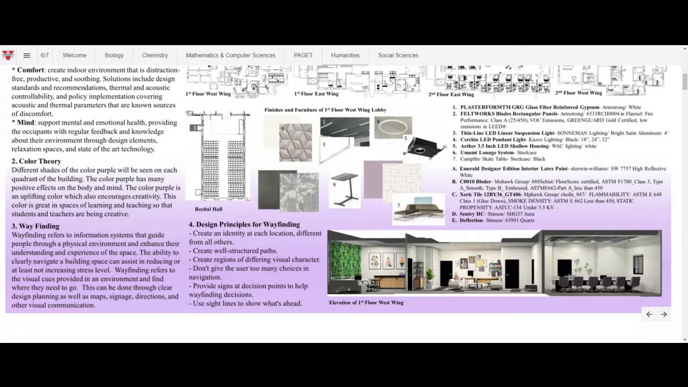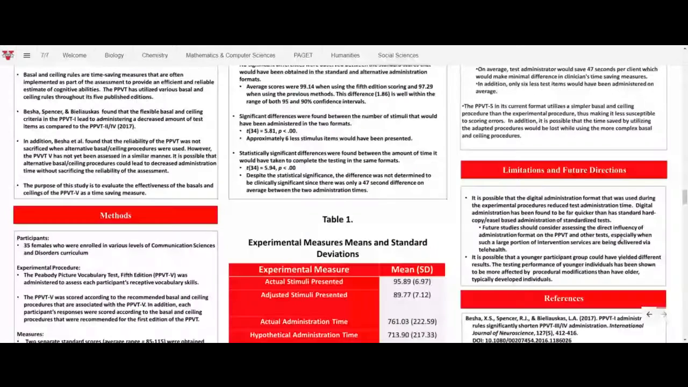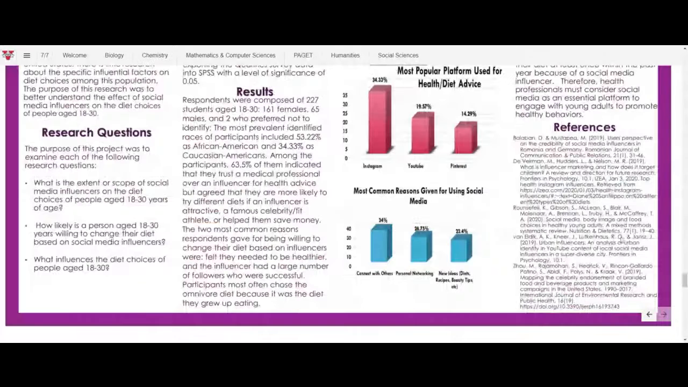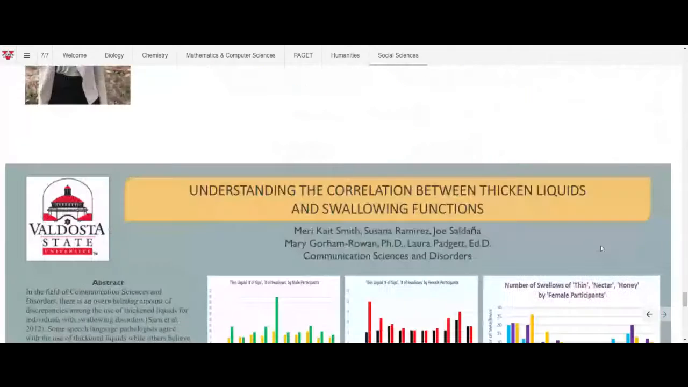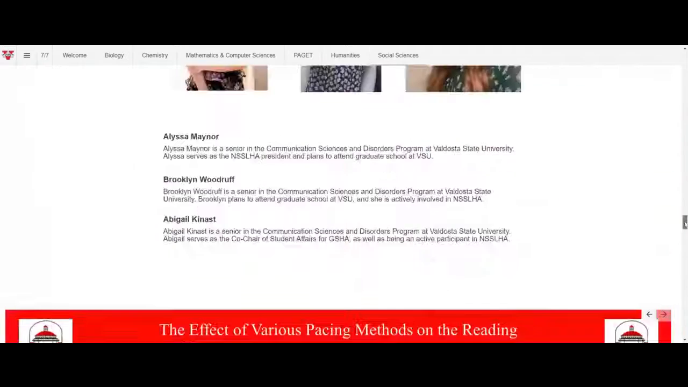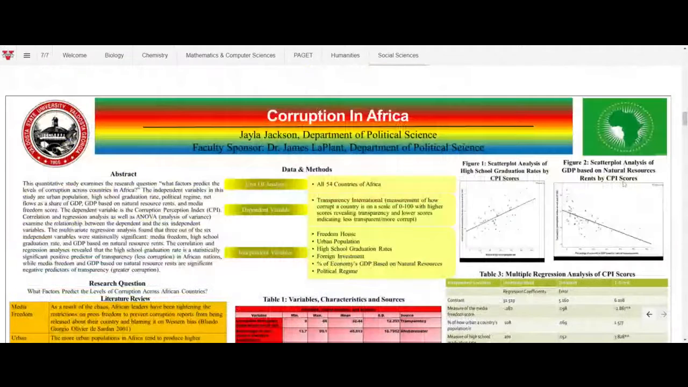Jayla, I remember you from yesterday. I believe you're a social science poster. I believe it's like the corruption in Africa. Yes. Good. All right. I'm looking forward to hearing that one. Okay. I was going to wait until my poster gets pulled up. Sorry about that. No, you're fine. I'm so excited she's able to do that because I just wasn't sure it was going to be technically possible. So, yay. Thank you.